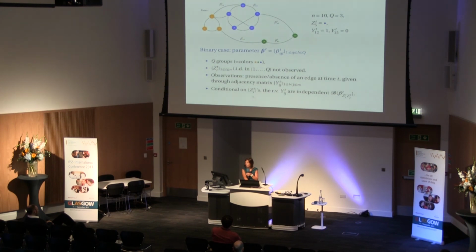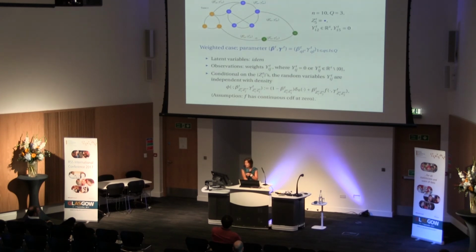You assume that conditional on the latent groups that you do not observe, the random variables are independent, so the interactions are independent, and they follow just a Bernoulli distribution with a parameter beta that depends on the colors of the two nodes that you are trying to join. Okay? So that's very simple. Here, between this blue node and this green node, I don't have an interaction, and that's done with a Bernoulli distribution with probability some beta blue-green. That's the parameter. So this can be easily generalized to the weighted case.